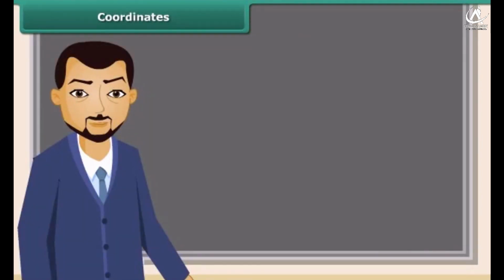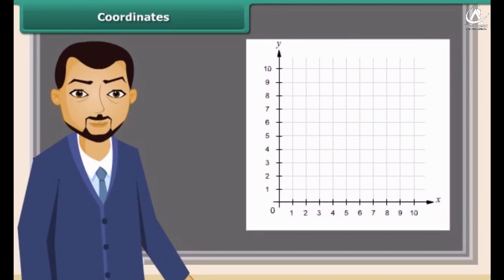Coordinates. Locate the seat in your class. For this, you need to know two numbers. That is the row number and the column number. For example, (3, 2), which is 3 units from the left edge and 2 units from the bottom edge, is plotted on a graph sheet.